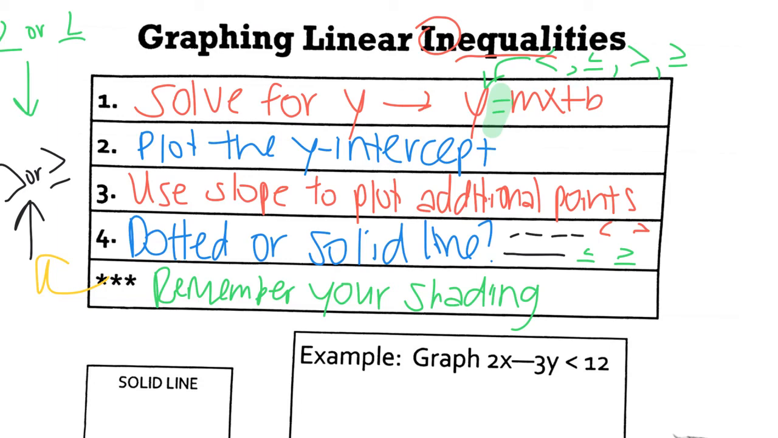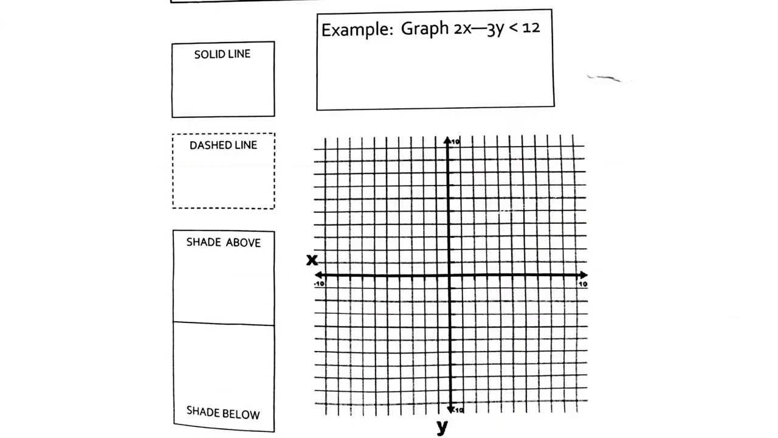So now we're going to go through an example on graphing linear inequalities. Look at the bottom of this picture for me. In this example, 2x minus 3y is less than 12. We need to follow our 5 steps. The first step is to solve for y, so we're going to subtract 2x from both sides.